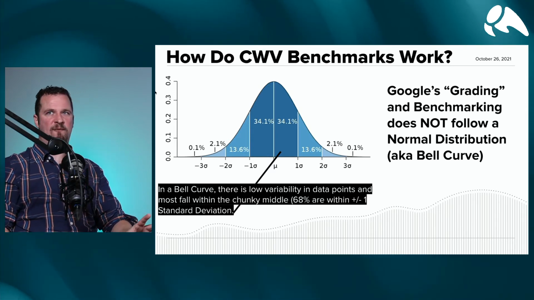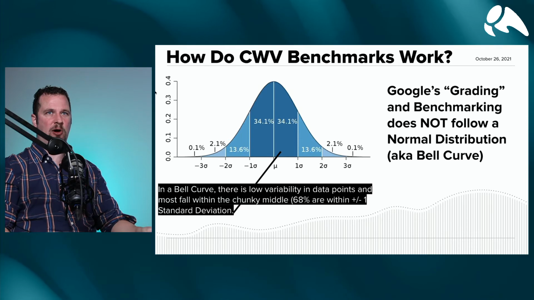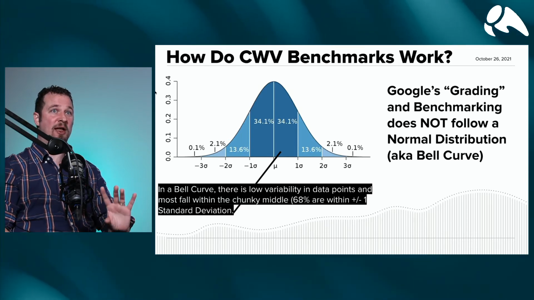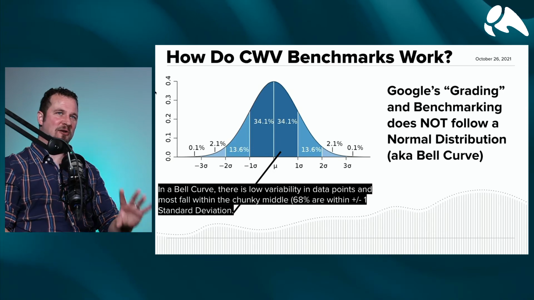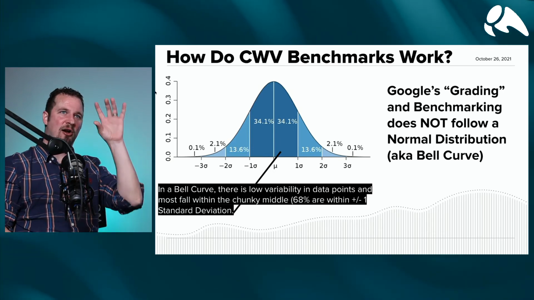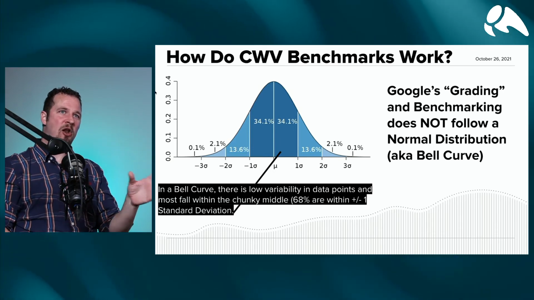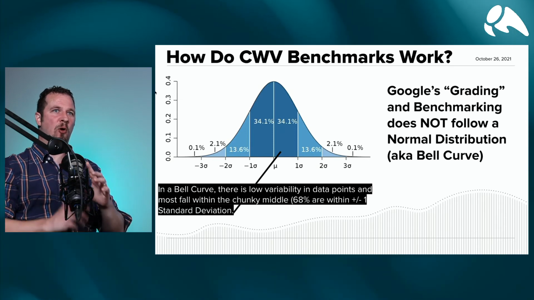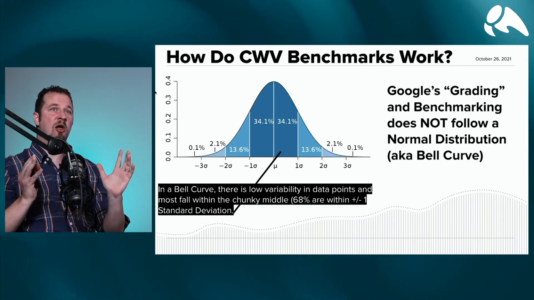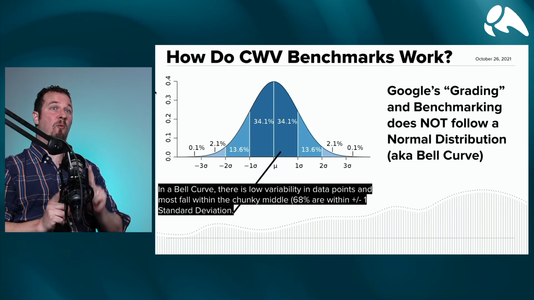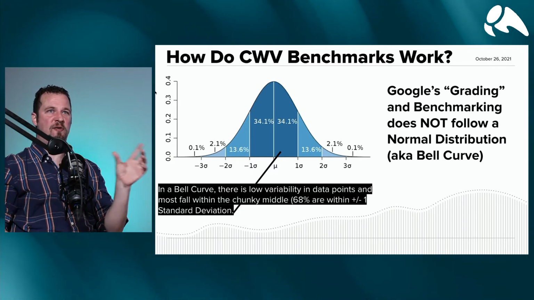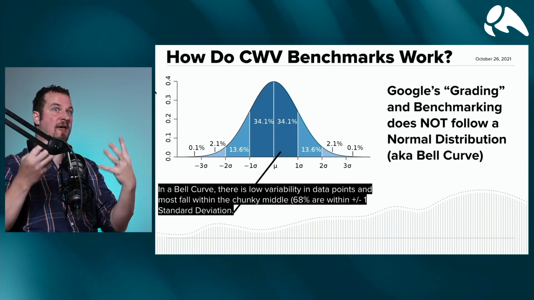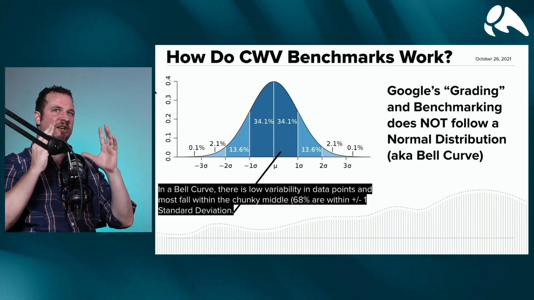So one thing I want to emphasize is Google's grading and benchmarking does not follow what we would call a bell curve. If any of our audience were math majors or took that statistics class in college, here's your classic bell curve. The thing to know about a bell curve is that there's typically low variability in the data, right? Most of the data points fall within one standard deviation on the left or right of the median, right? So 68% of the data is in what we call that chunky middle.